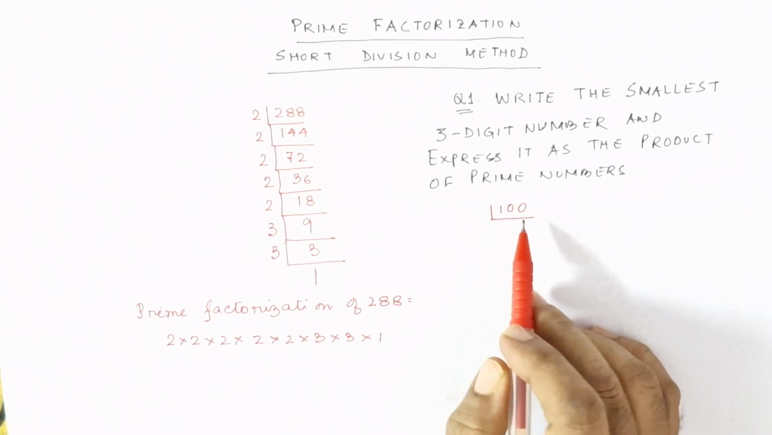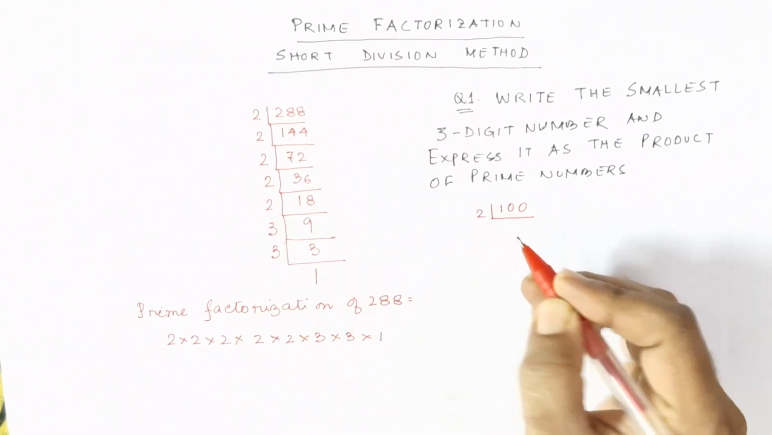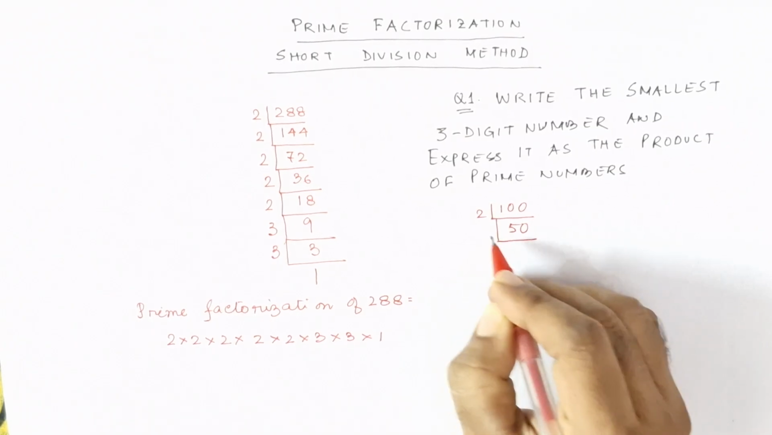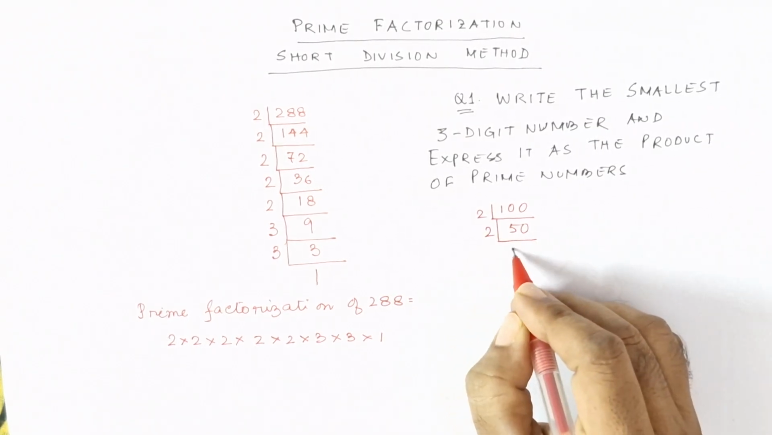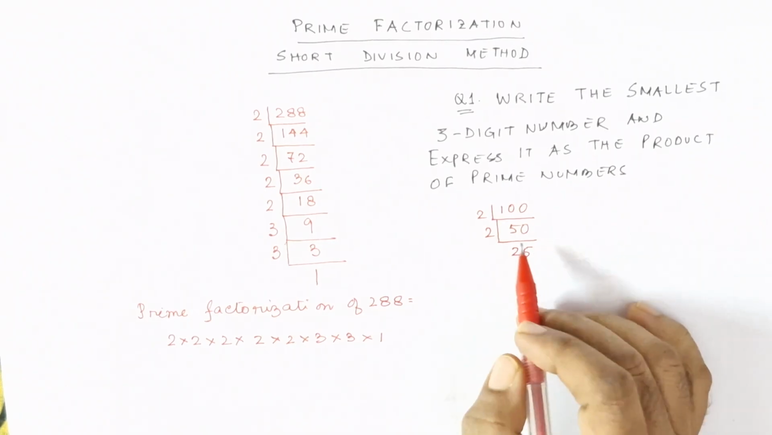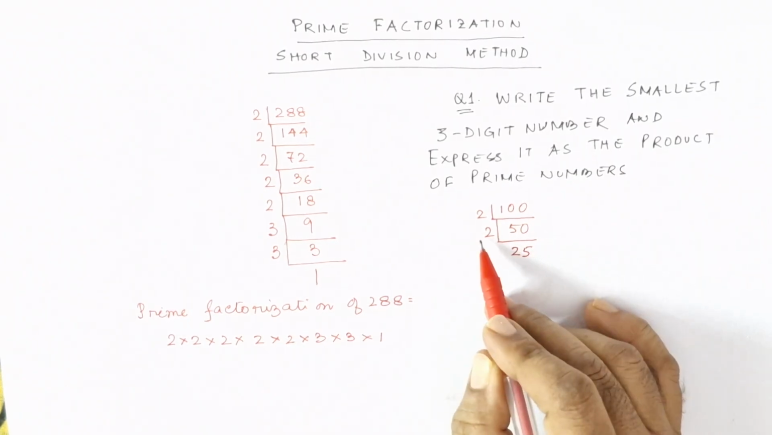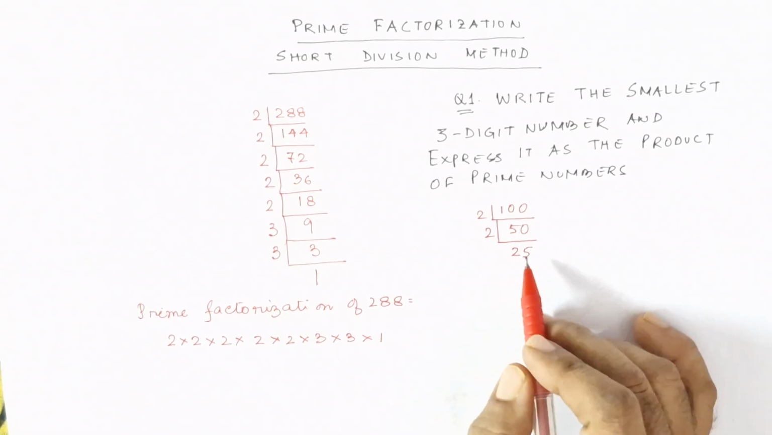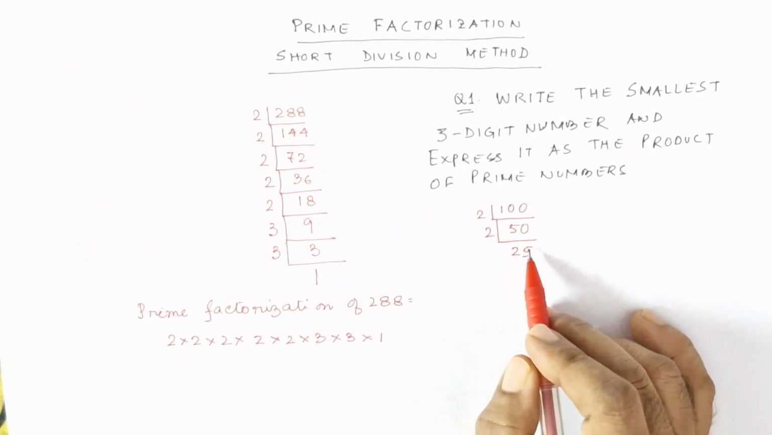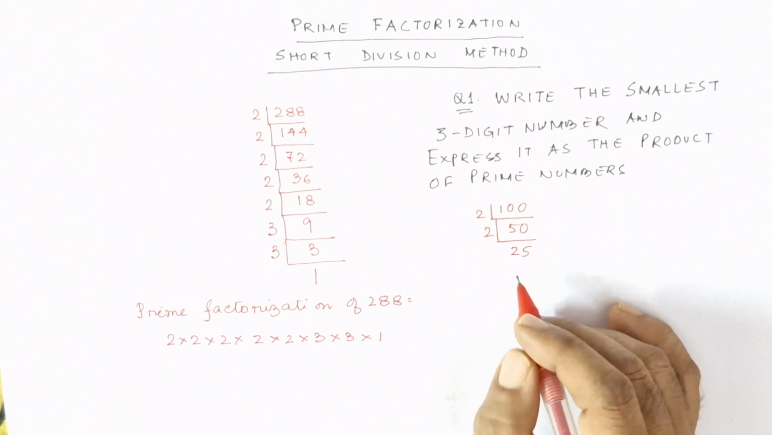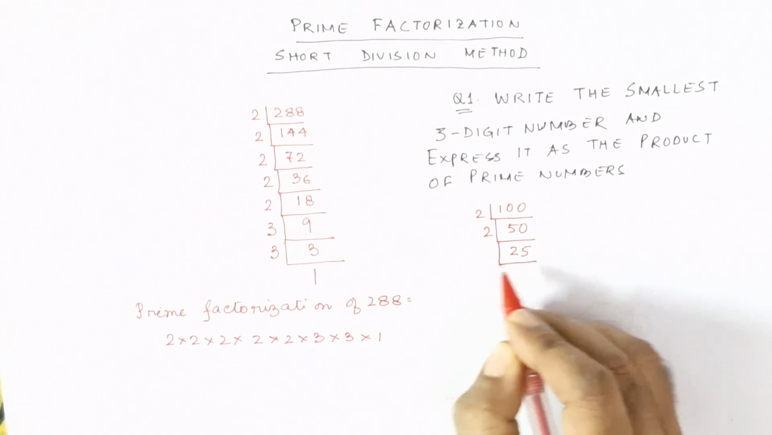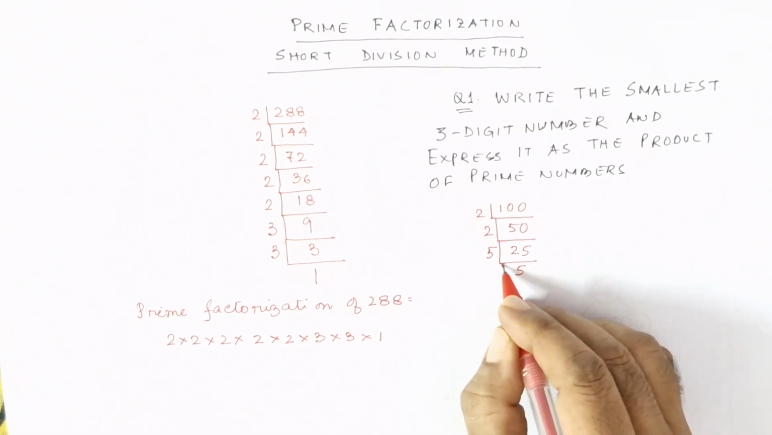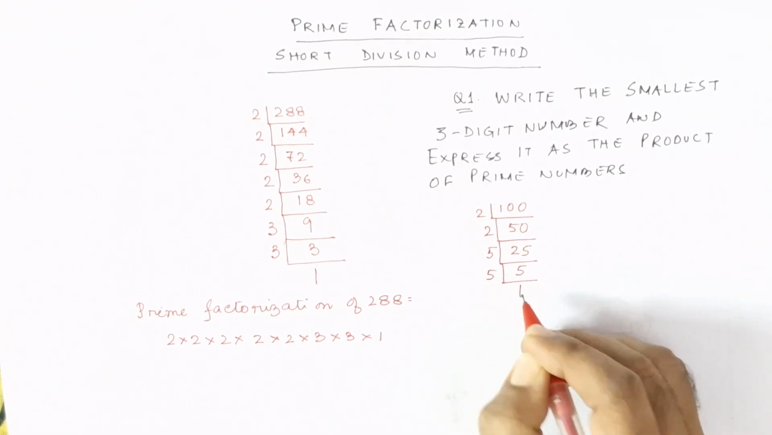So obviously let's see, we'll start with 2. So this is 50. Again we'll start with 2. We'll divide this 50 by 2, that is 25. But then again 25 is not divisible by 2. So the next prime number is 3. Again 3 does not divide 25 exactly. So what comes after 3? 5. So 5 divides 25 exactly. So 5 fives are 25, then 5 ones are 5.